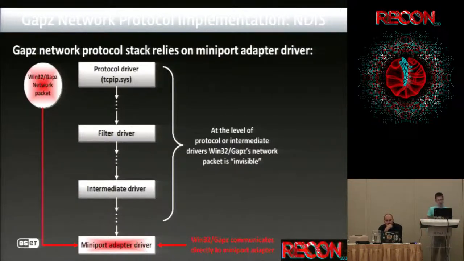A lot of software, which is security software or personal network monitoring tools, operate at the filter driver or protocol layer. And therefore, the malware is able to stay under the radar of these tools. Definitely, the communication of Gapz with CNC servers may be spotted using the firewalls which are installed on gateways or something, but the personal software, for instance, host intrusion prevention systems, will not spot this communication at all.